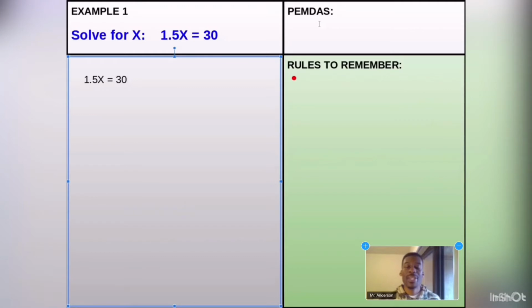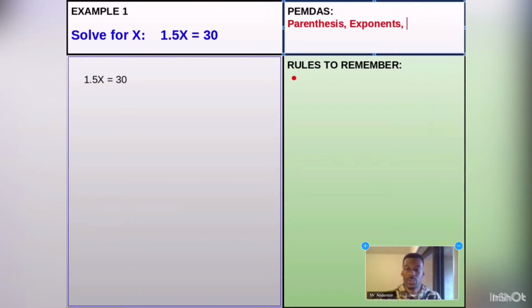This word PEMDAS is an acronym, okay? Just like BET is for Black Entertainment Television. These letters stand for something, okay? So we have PEMDAS. P stands for parenthesis. E stands for exponents.